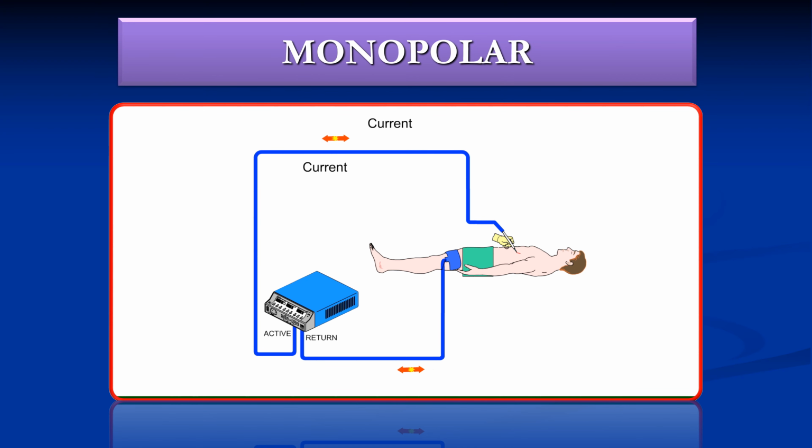In the monopolar instrument, the current passes from the generator to the active electrode, and from the active electrode to the target tissue. Then the current passes through the body of the patient to a return or dispersive electrode, which is away from the instrument, and from the patient electrode returns back to the electrosurgical unit. So the body of the patient is part of the circuit, in contrast to bipolar, where the return electrode is at the tip of an instrument. So monopolar is riskier than bipolar.